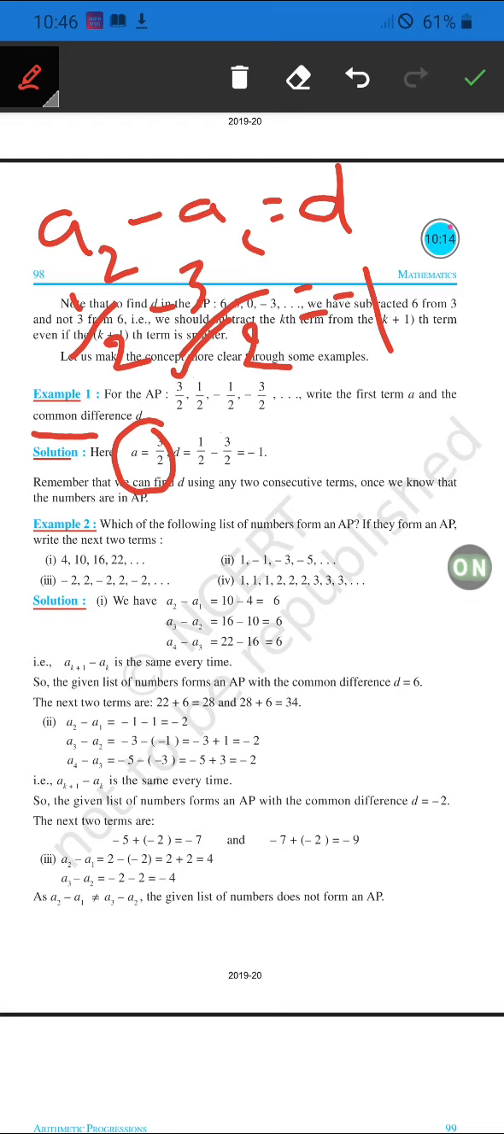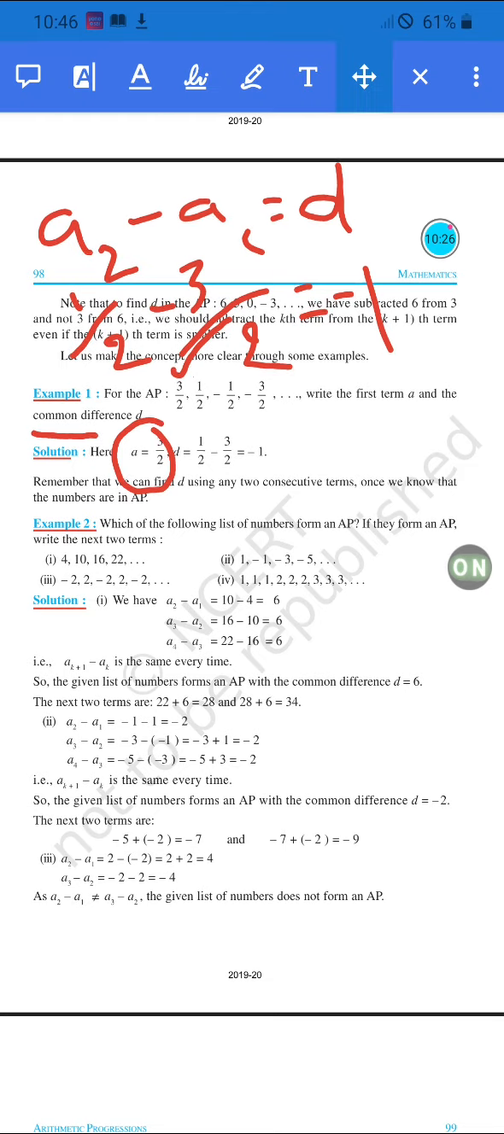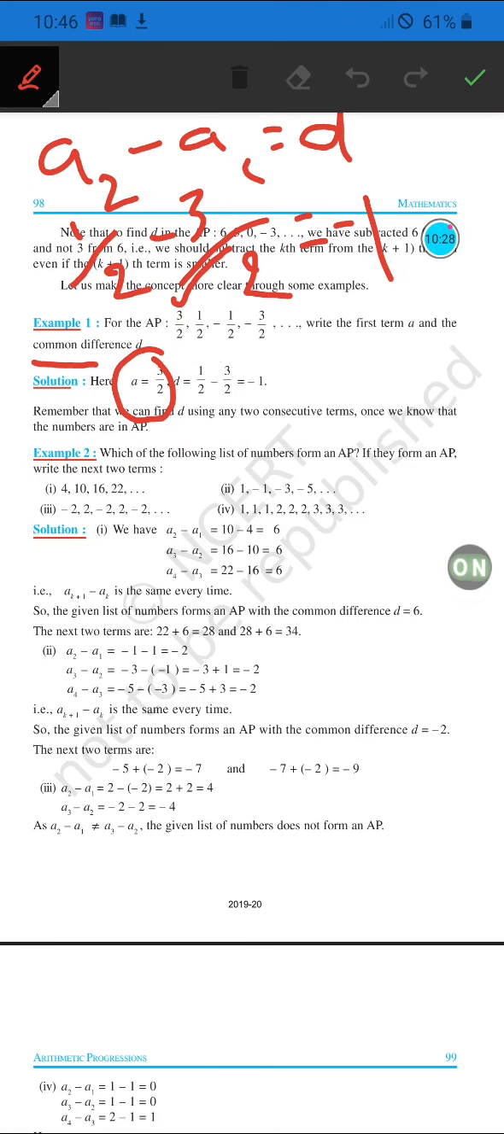First example: 4, 10, 16, 22. What is the difference between any two consecutive numbers? From 4 to 10, the difference is 6. From 10 to 16, the difference is 6. From 16 to 22, the difference is 6. So the difference between any two consecutive numbers is 6. So the first one is an AP.